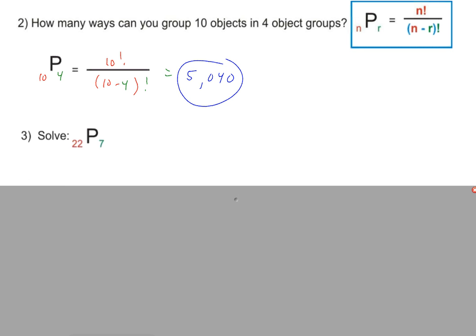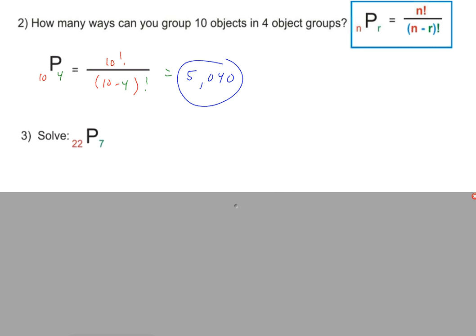All right, go ahead and do one more. Go ahead and do number 3 while I do it up here. All right, and don't look up unless you really need it.